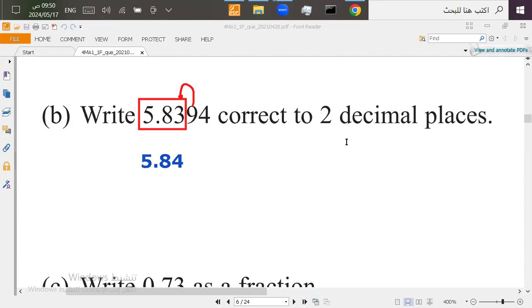Focus on the question. If it wants decimal places, you count after the decimal point. If it wants significant figures, you start counting from the first number, but you don't start with zeros. But if you have zeros in the middle, you have to count them. Now let's move on to the next one.